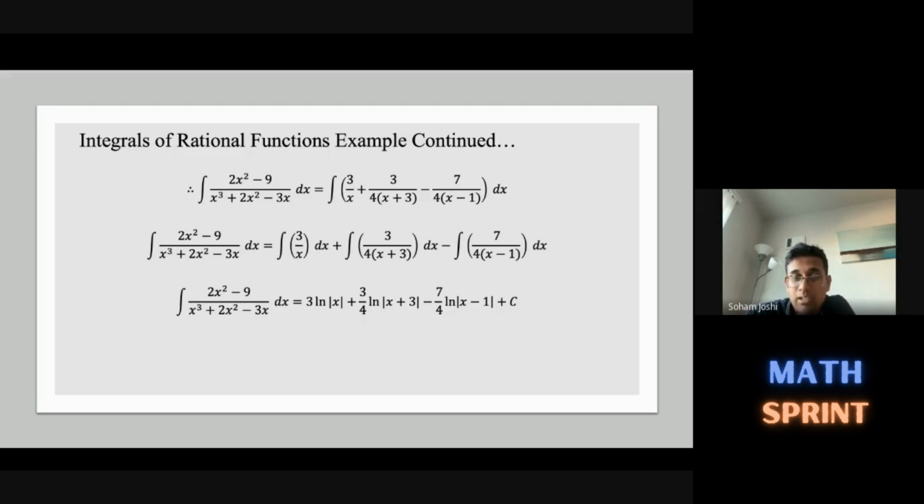You should know the basic rules of integration to be able to do this. We'll eventually find that integrating this large fraction, (2x squared minus 9) by (x cubed plus 2x squared minus 3x), with respect to x, will get us 3 ln absolute value of x plus 3 by 4 ln absolute value of (x plus 3) minus 7 by 4 ln absolute value of (x minus 1) plus C. Again, we added the constant of integration at the end of the integration.